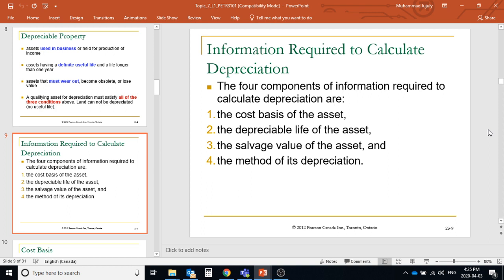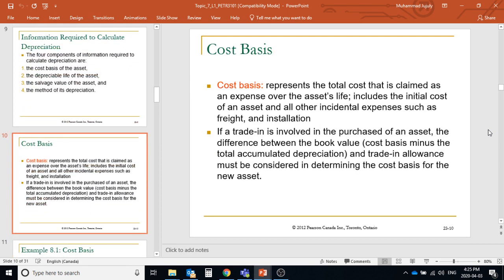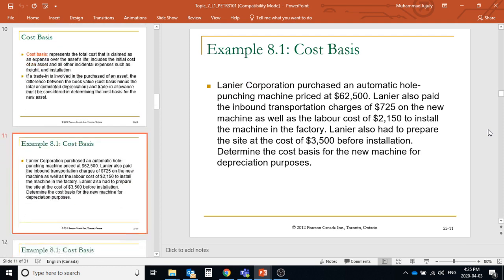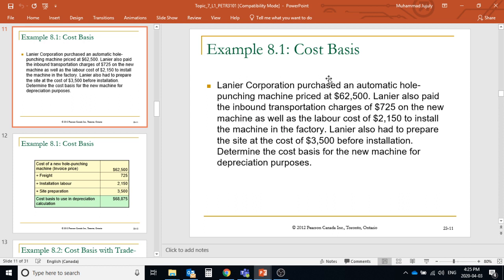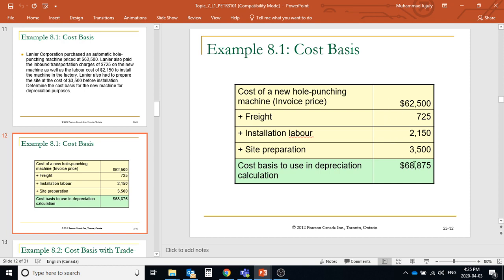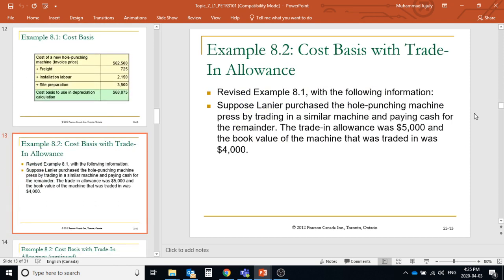Information required to calculate the depreciation: number one, the cost basis, depreciable life, salvage value, if it has any salvage value or not, and the method of its depreciation. Cost basis is actually the total cost claim. We'll learn a little bit more later. For instance, you want to buy a machine, so it has transportation cost, labor cost, and different tax and other costs. So the cost basis would be the summation of everything. That's what we call the cost basis.